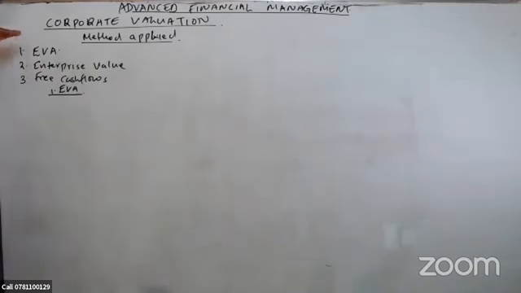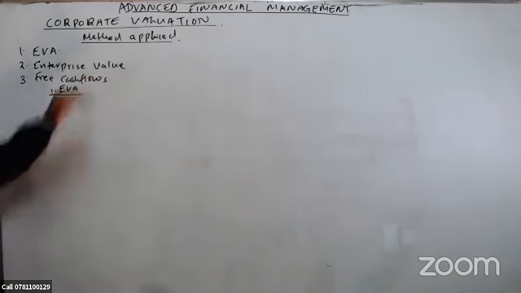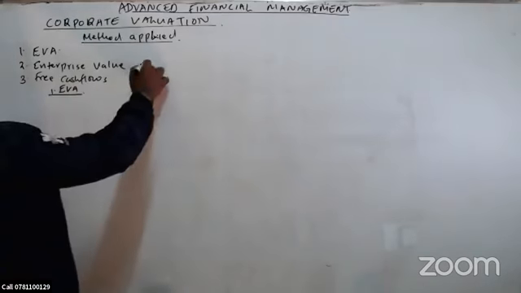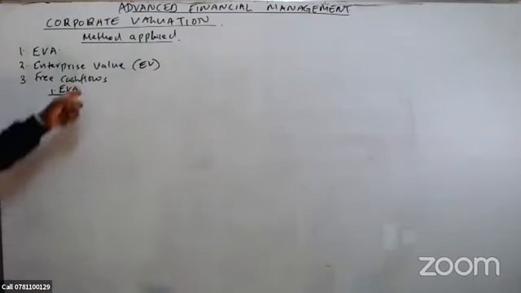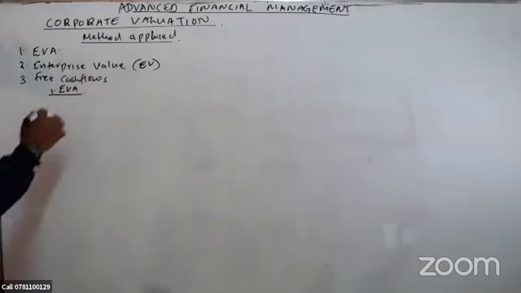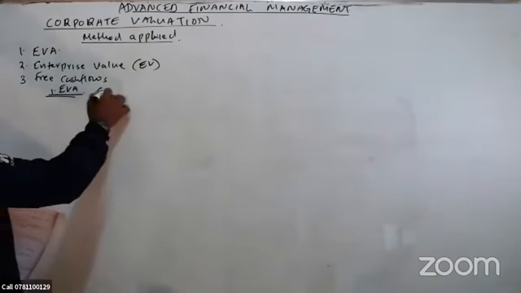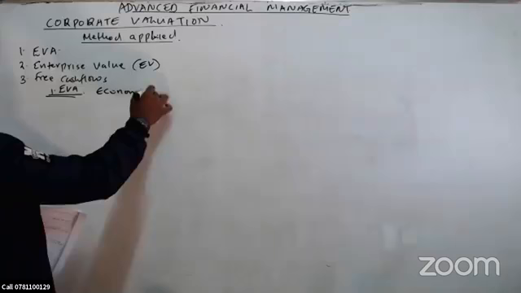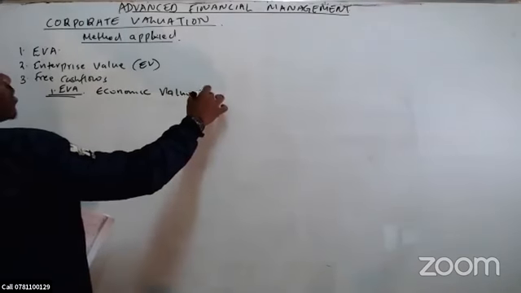Number one is the economic value added. We have the enterprise value, or the EV. And number three, we also have what we call the free cash flows. So let me start with the first one, the EVA, and this one is simply the economic value added.